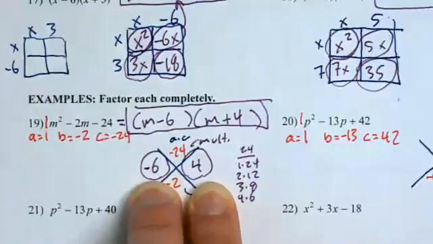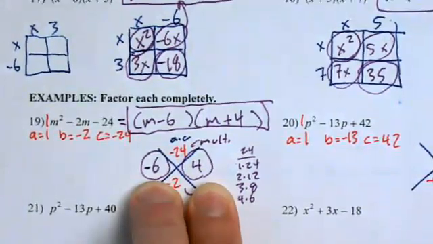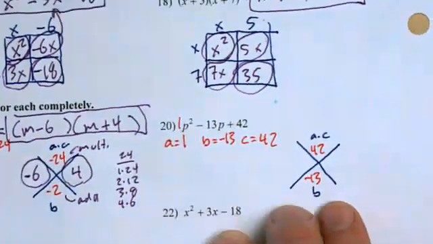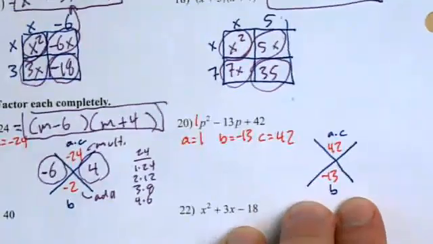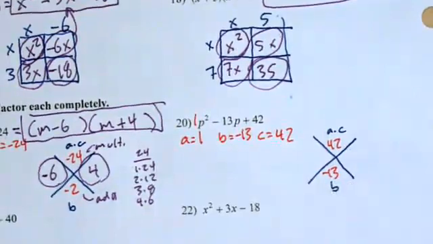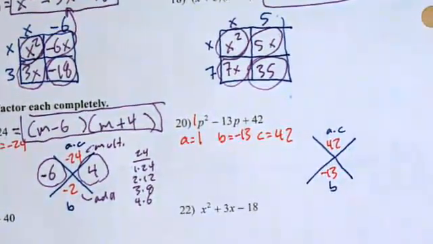M minus 6 and M plus 4. All right, so let's see if we can finish up number 20 together. See if we can solve this. I need 2 numbers that multiply to 42, add up to negative 13. What do you got, Chris?